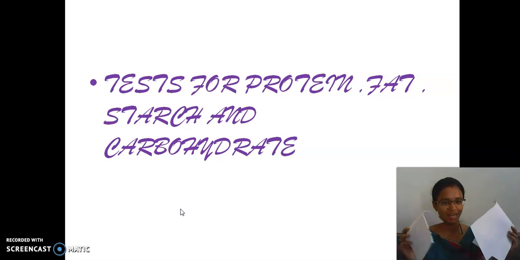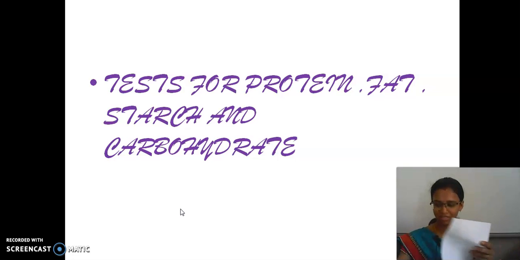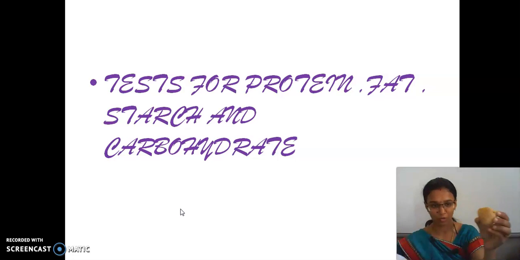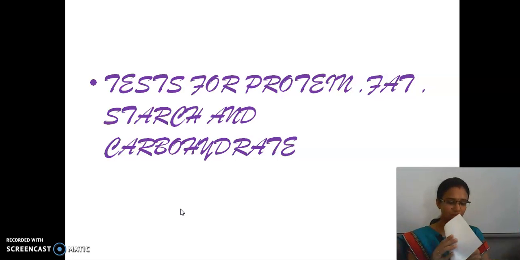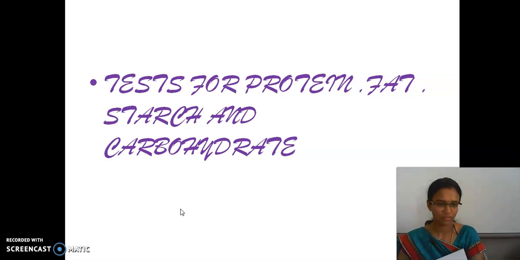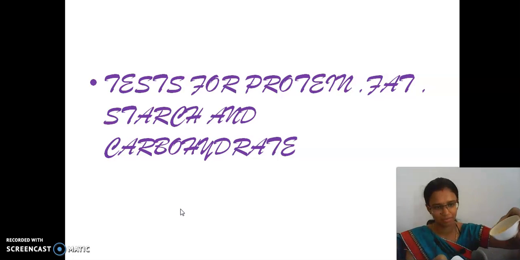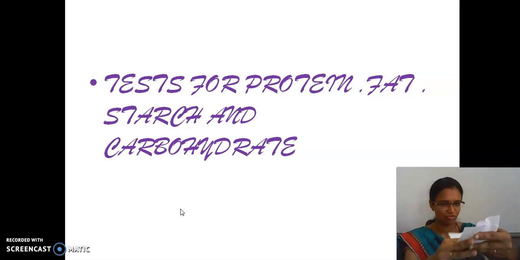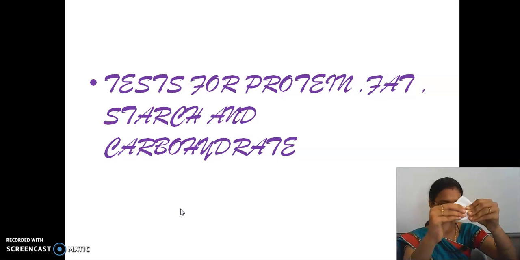See, 3 white papers I have taken. First one I have kept a potato in this and close this paper, okay, and then press it tightly, crush it, okay, keep it there, and then I am going to add the powdered pulses. See, powdered pulses. So added and then fold this and then crush it.